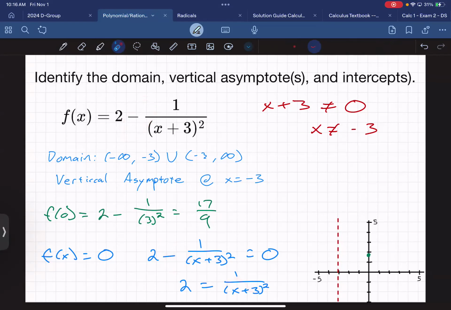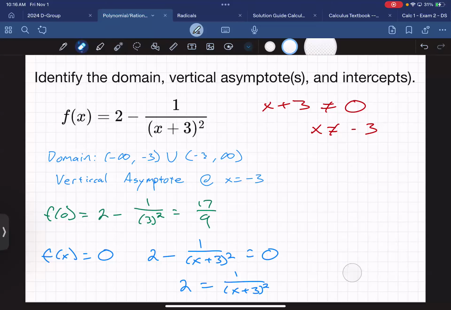I just moved the fraction because since it was negative, I can make it positive. Now, with solving this here, it's still the multiplication, right? I can multiply both sides by my denominator to solve. What you're going to find here is that would give us 2 times x plus 3 squared equal to 1.